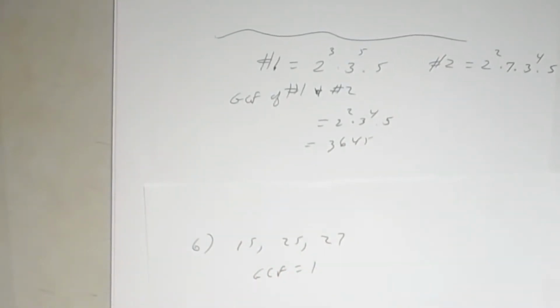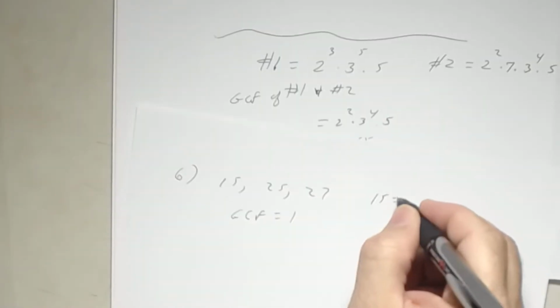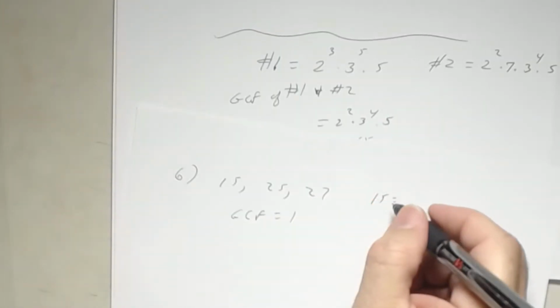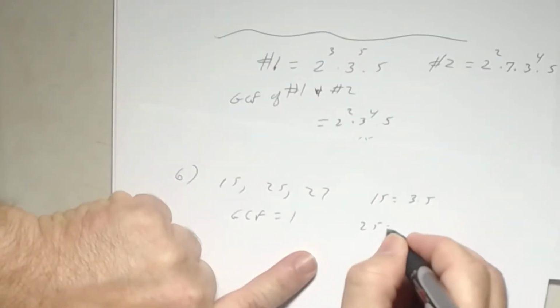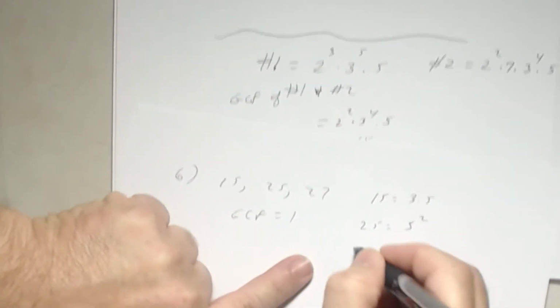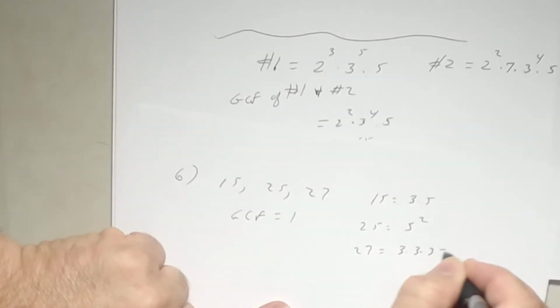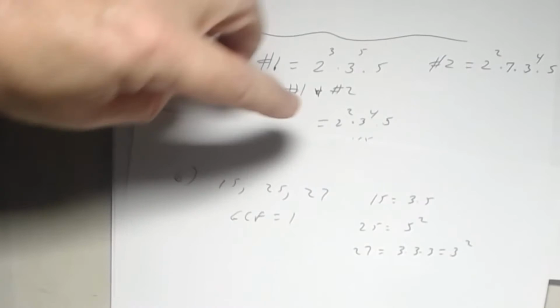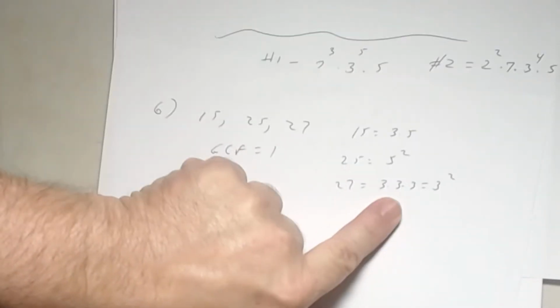So if you look at the factor tree, now I'm not going to do the factor tree because you can tell me what the prime numbers are. 15 is what? 3 and 5. 25 is what? 5 and 5, 5 squared. 27 is 3 times 3 times 3, which is 3 cubed. Y'all agree? Now, 3 times 3 is 9, 9 times 3 is 27.